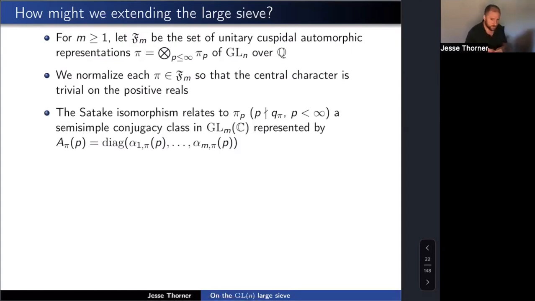Okay. The Satake isomorphism. I'm sorry about the first definition. Is it GL_m maybe? Yes, I'm sorry. GL_m. Yes, thank you. Sorry about that.